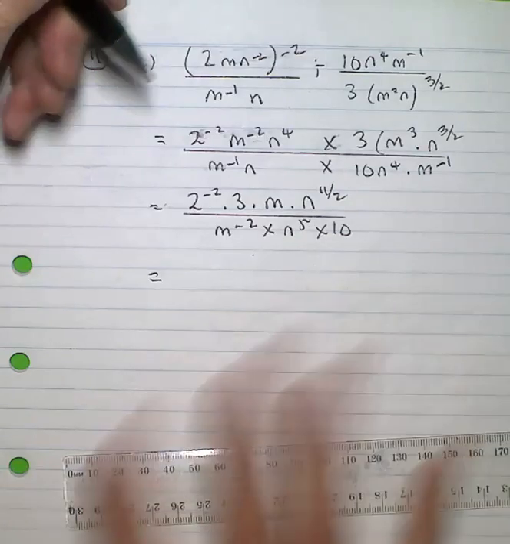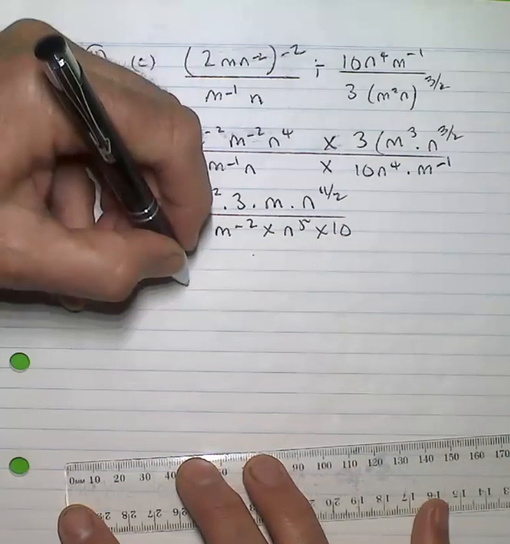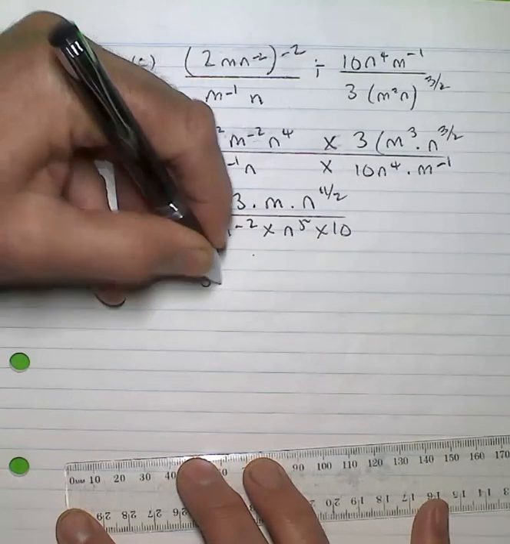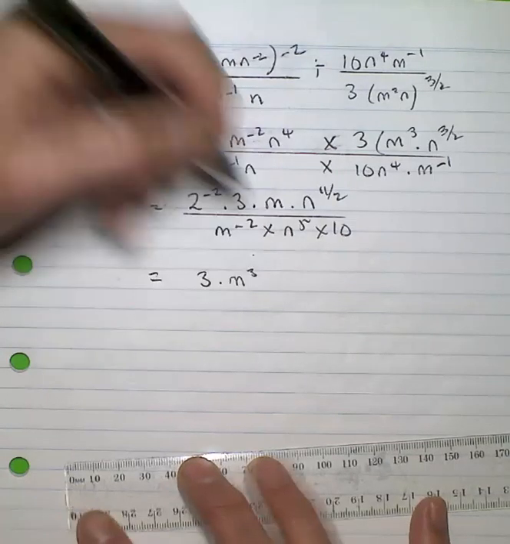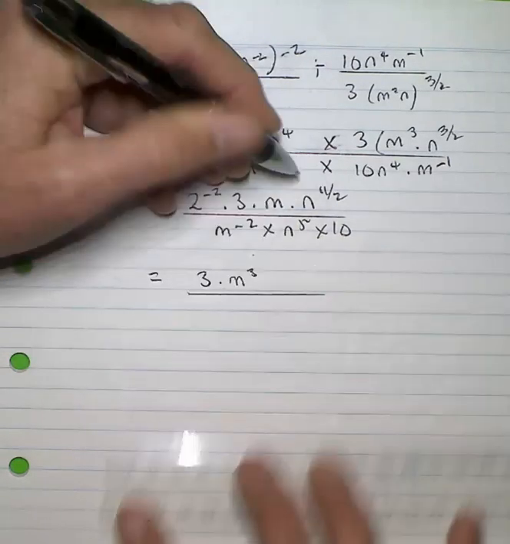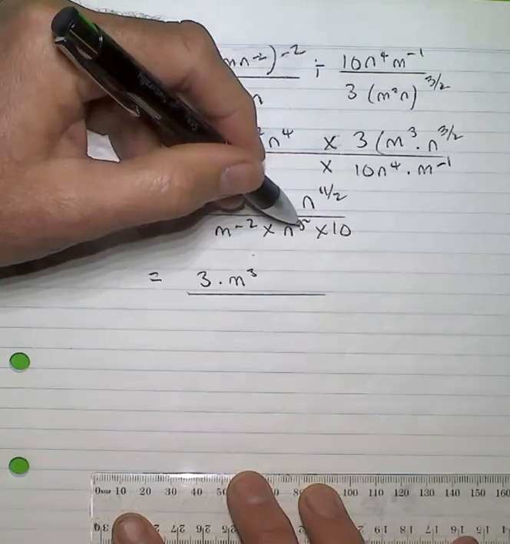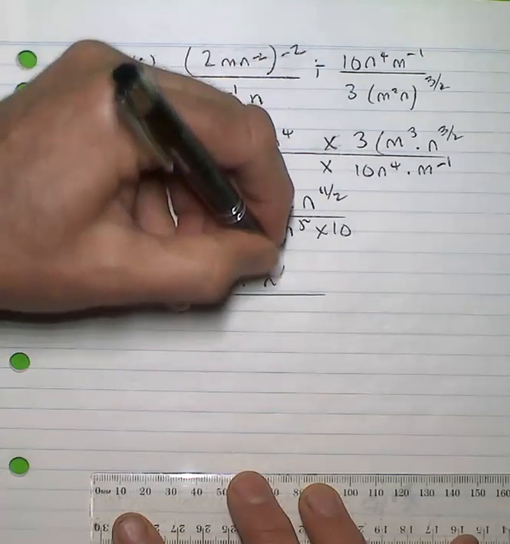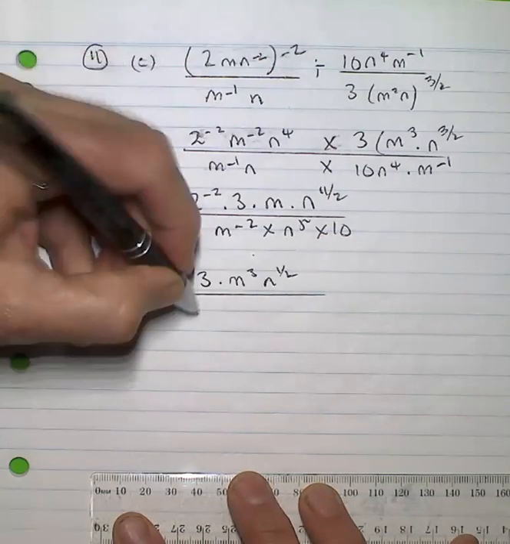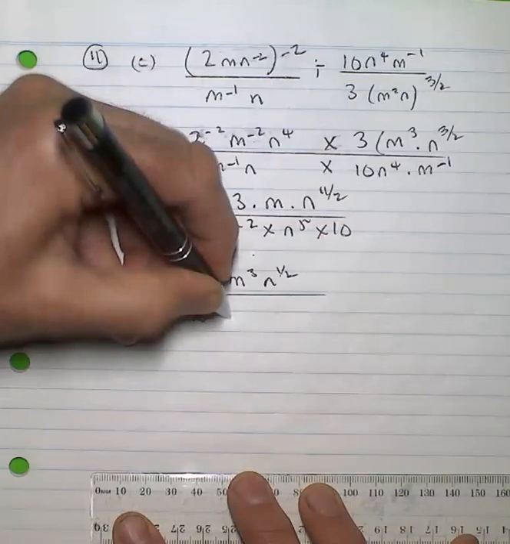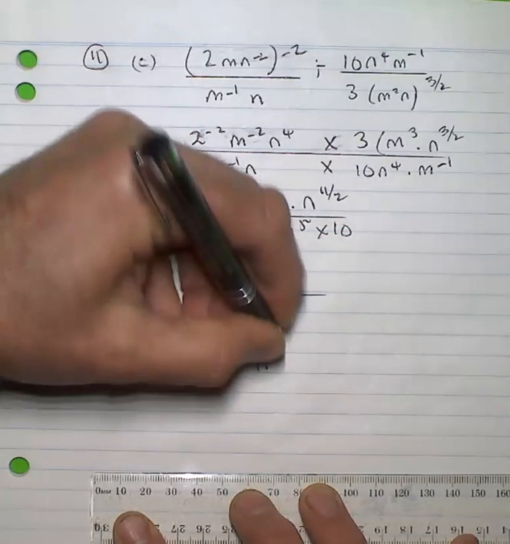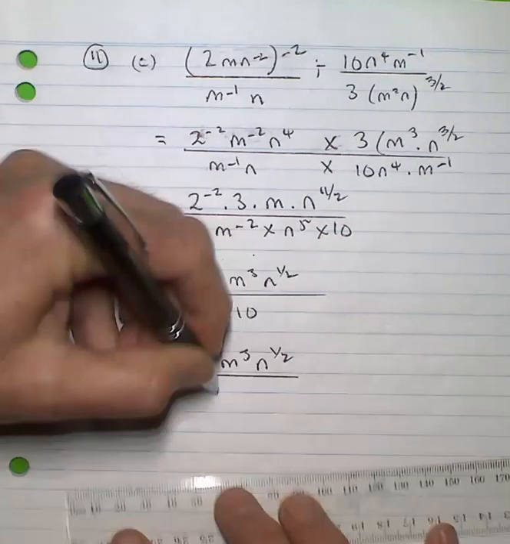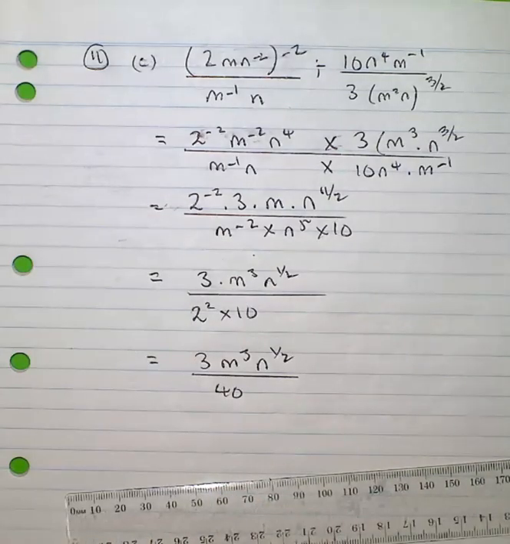I'm going to have a total of 3 times m to the power of 3. That's going to be 10, n to the half, and 2 squared times 10, or 3 m cubed, n to the half, divided by 40 as my answer.